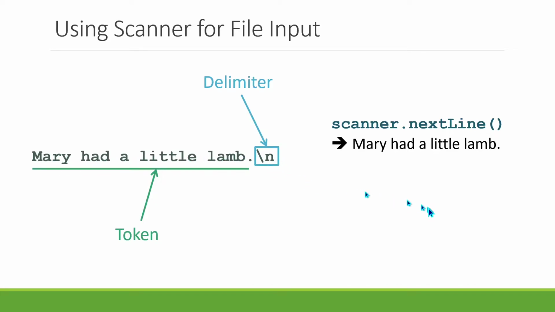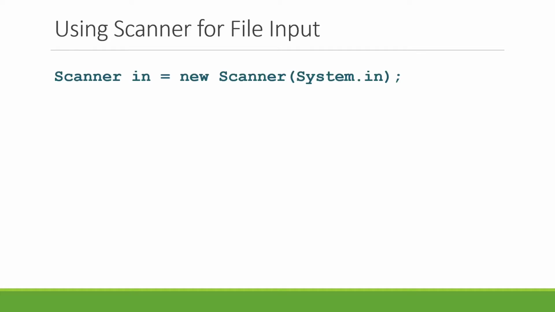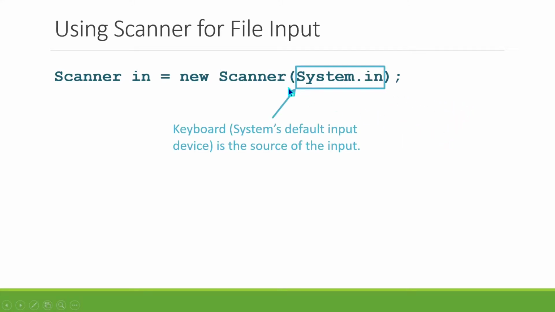So the scanner class itself actually has 3 constructors, and of course you're already familiar with one of those. That's the one that takes System.in. System.in, as you might recall, is the keyboard. It's your system's default input device. So when you invoke this constructor, what you're basically doing is you're saying, I want the source of the input for this scanner to be the keyboard. In other words, the system's default input device.